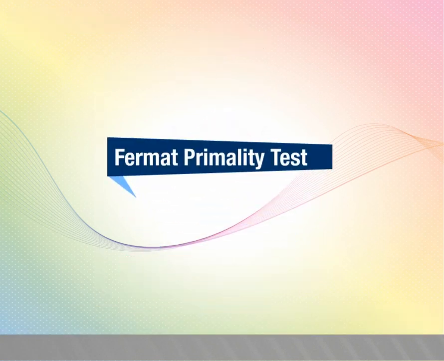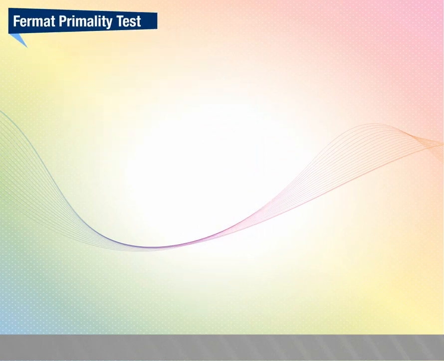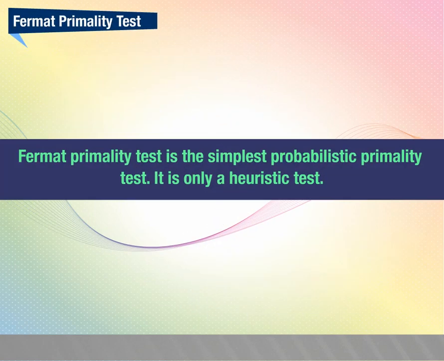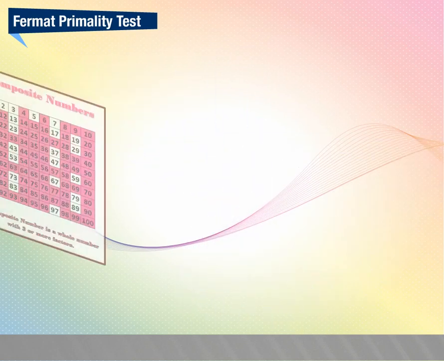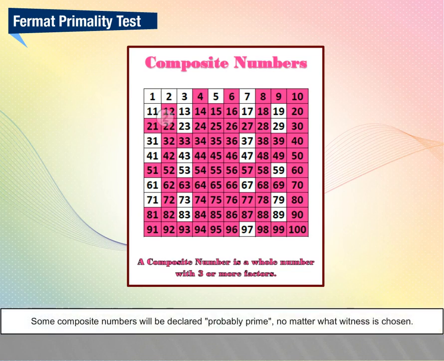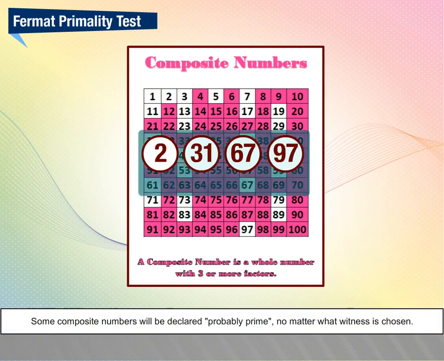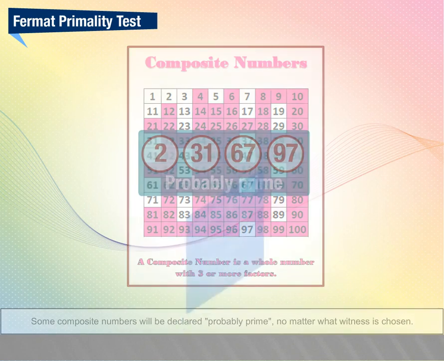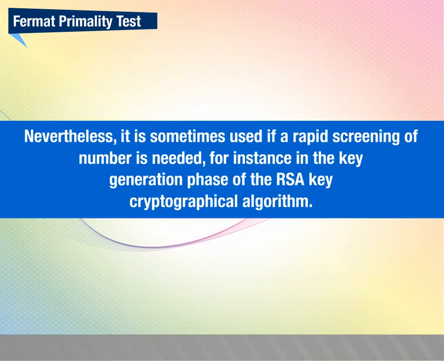Fermat primality test. The Fermat primality test is the simplest probabilistic primality test. It is only a heuristic test. Some composite numbers will be declared probably prime no matter what witness is chosen. Nevertheless, it is sometimes used if a rapid screening of numbers is needed, for instance in the key generation phase of the RSA cryptographic algorithm.